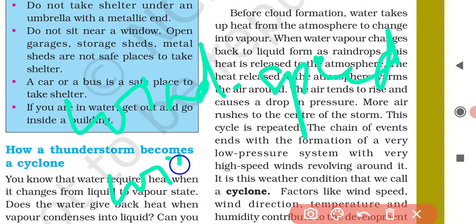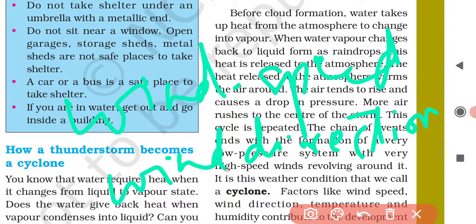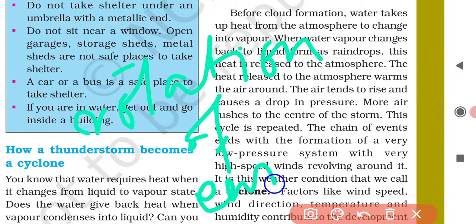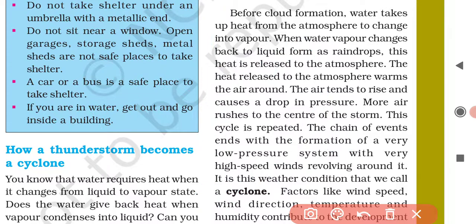Wind direction is also there. Then comes the rotation of the earth. The rotation of the earth exerts a force, and due to this the cyclone revolves, due to the force exerted by the rotation of the earth. So these are some of the factors which contribute to the development of a cyclone.